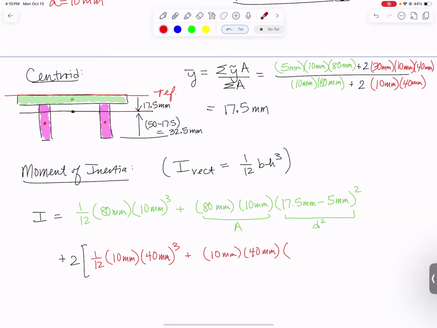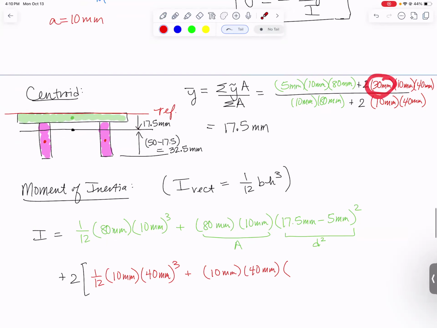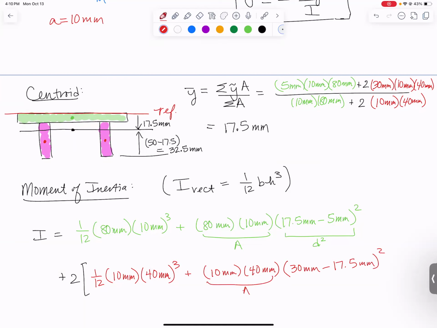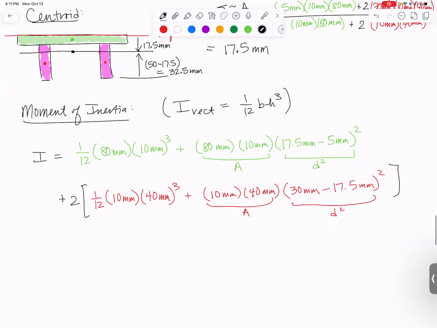There are a couple of ways to get it, but what I like to do is just use the same y tilde up here, which was 30. That tells me how far down this is from the top, and subtract from it the 17.5. So you can do this with 30 millimeters minus 17.5 millimeters, and it gets squared. So again, there is your area. There is your distance squared. Just a reminder in case you're really, really shaky on the parallel axis theorem.